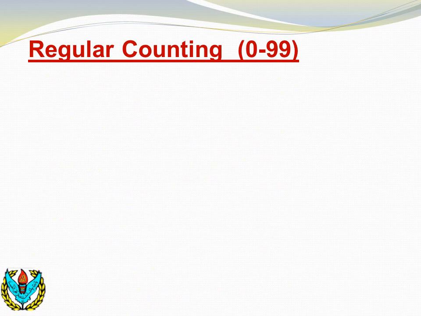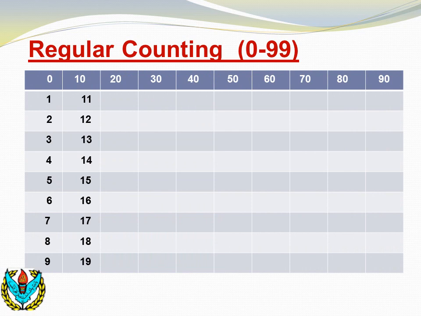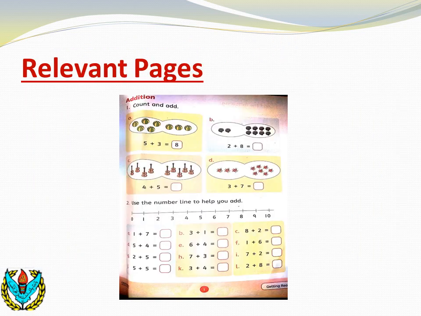Take out your math notebook. Here is the pattern of writing regular counting which you have already learned from previous class. Draw a margin line on the left side of your notebook page. Write date on the left corner of the headline of the page and write in center of the headline regular counting 0 to 99. Write counting following this pattern. Practice it again and again.